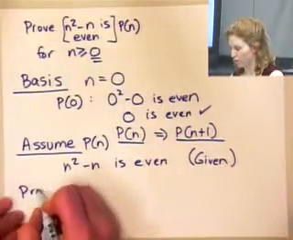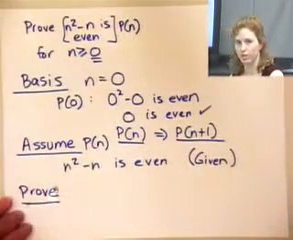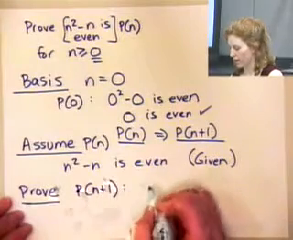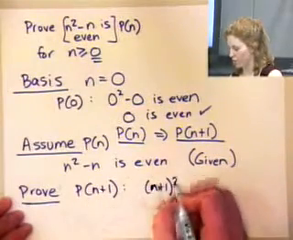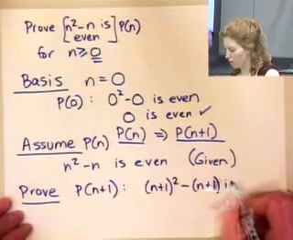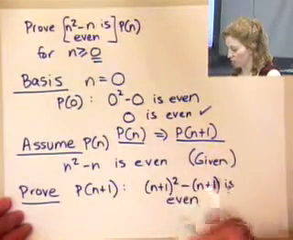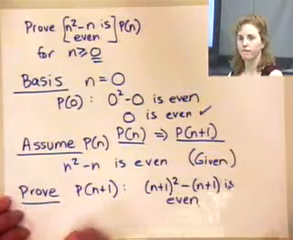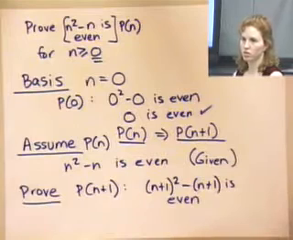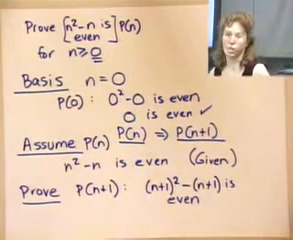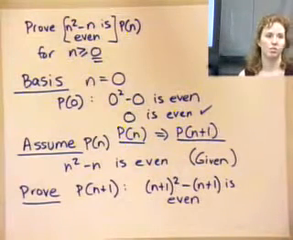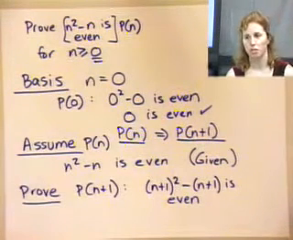And then we need to prove, and I want to see all of these statements written on your paper, prove P of n plus 1, and that is that (n plus 1) quantity squared, minus the quantity (n plus 1), is even. Sometimes I'm going to rewrite my proof statement just to make it a little easier to read. But the first time you write it, it ought to be just plugging in. Everywhere you see an n in the assumed statement, you want to put n plus 1 in the proof statement.